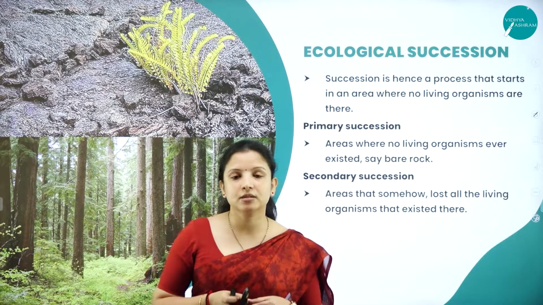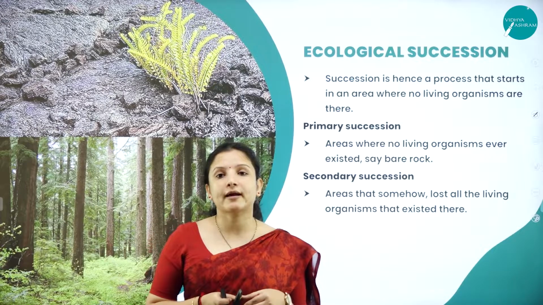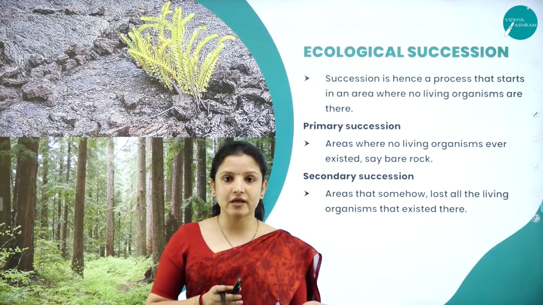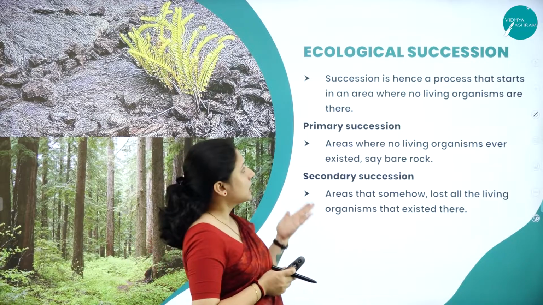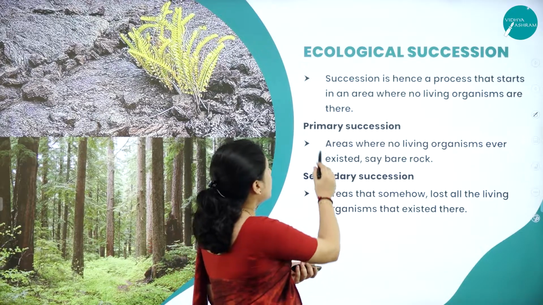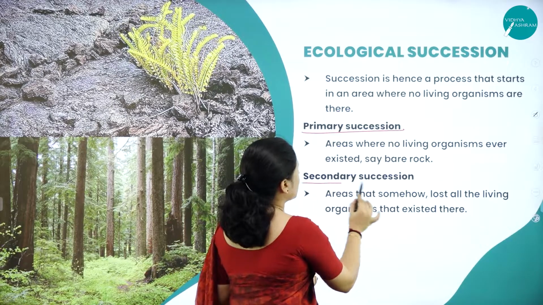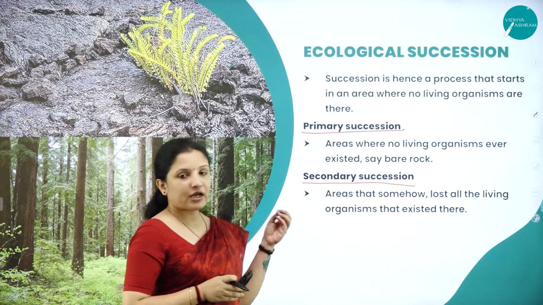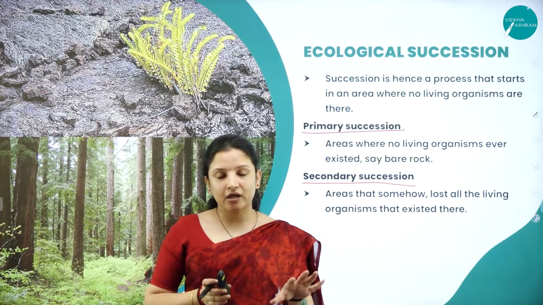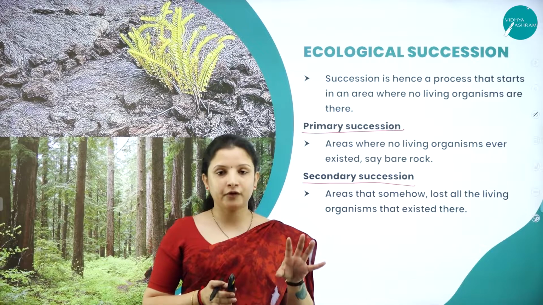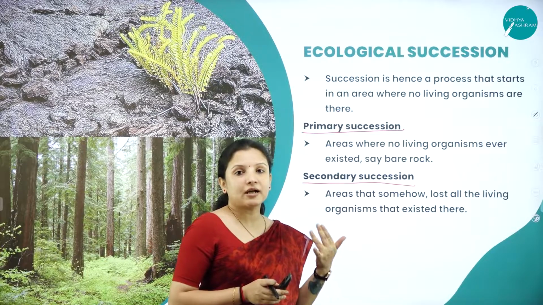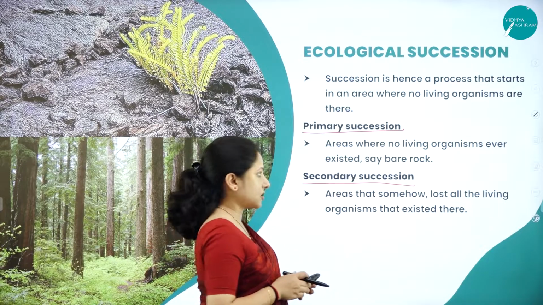Succession can start in an area where no living organisms were there at all. The best example is a barren rock, which I gave you in the previous slides. So based on that, there are two types of ecological successions. One is primary succession and the other one is secondary succession. Primary succession means that in a particular area no organisms at all were growing, but later on the organisms started to grow there.